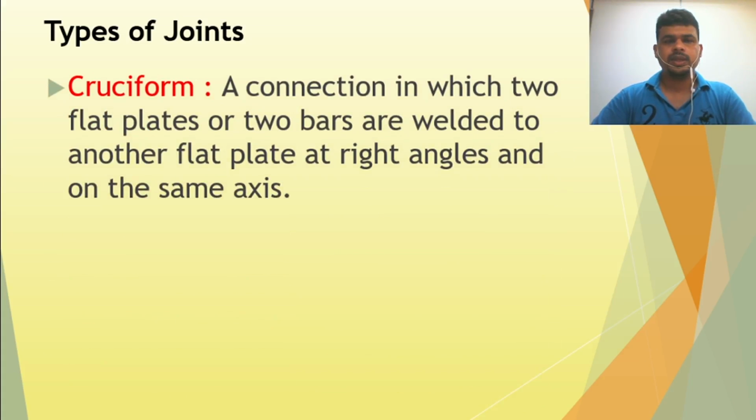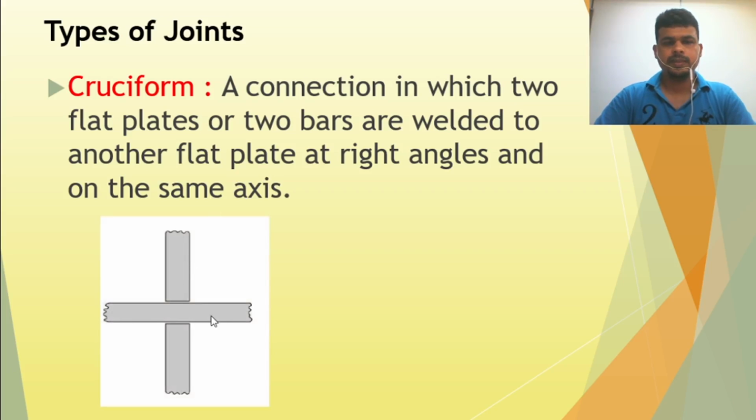Another type of joint is the cruciform joint. What is the cruciform joint? A cruciform joint is a connection in which two flat plates or two bars are welded to another flat plate at right angle and on the same axis. So this one should be the right angle and same axis. If you consider this is a plate and this is another plate, they should be at right angle. Right angle means 90 degree, and these two parts should be on the same axis, it cannot be at any angle. So this is the cruciform weld joint. Here you need to maintain the right angle and same axis.